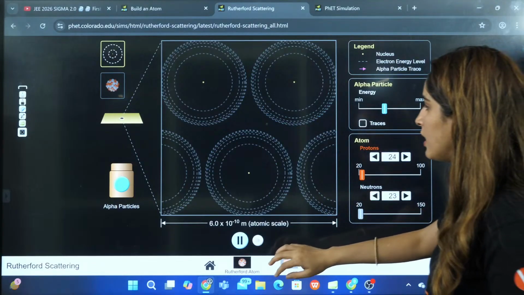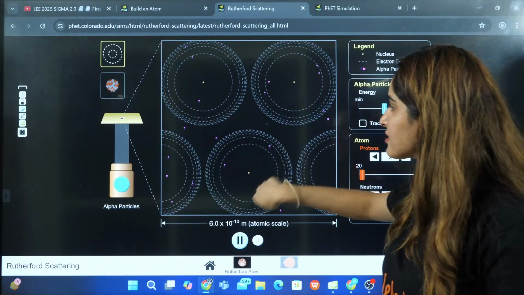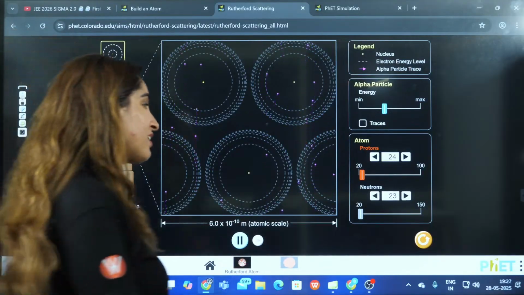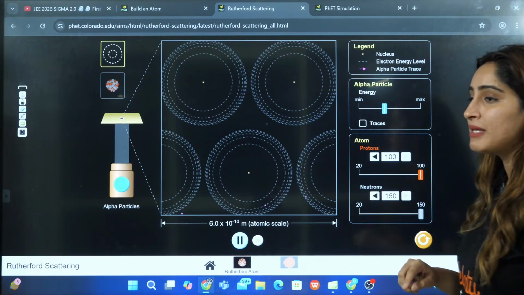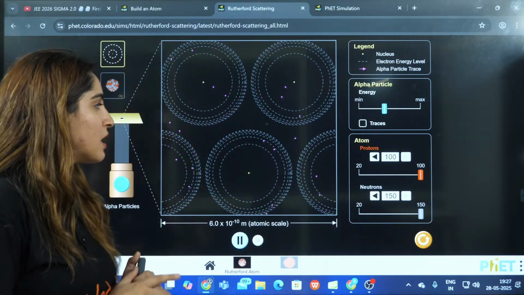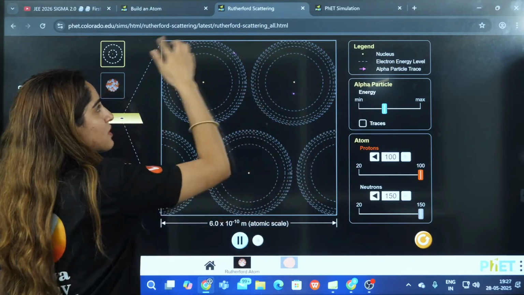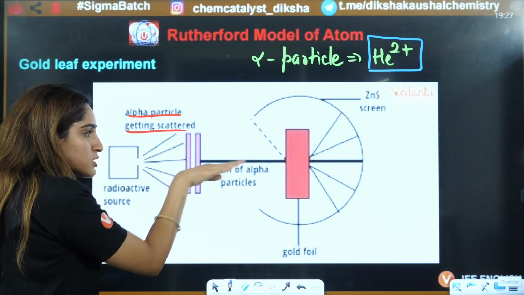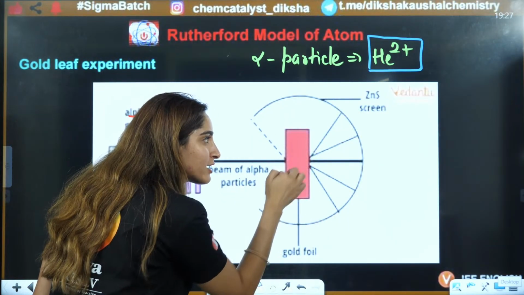Traces means I'll tell you an alpha particle is there, and these are the gold foil atoms. If you're talking about gold foil atoms, then they should be very, very heavy. So let's make it heavy. That means the nucleus is heavy now because it has more protons and more neutrons. These are the atoms. This is the experiment. This beam of alpha particles is passing through this gold foil which has atoms in it.